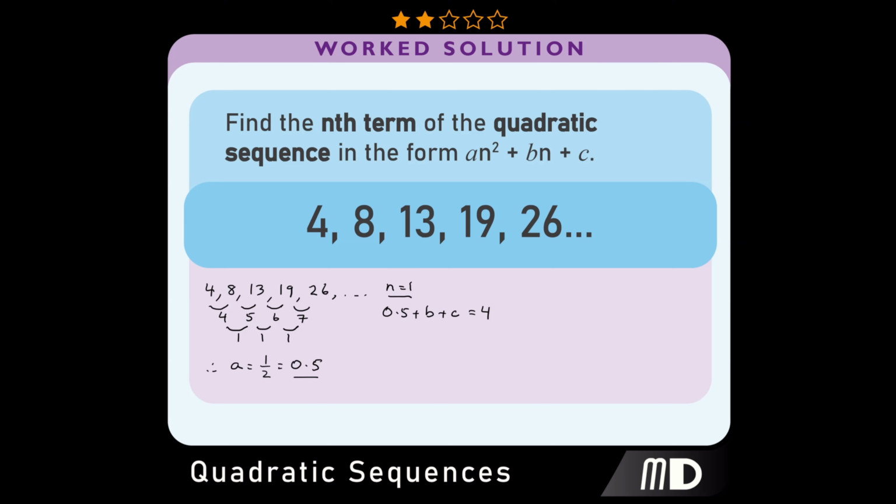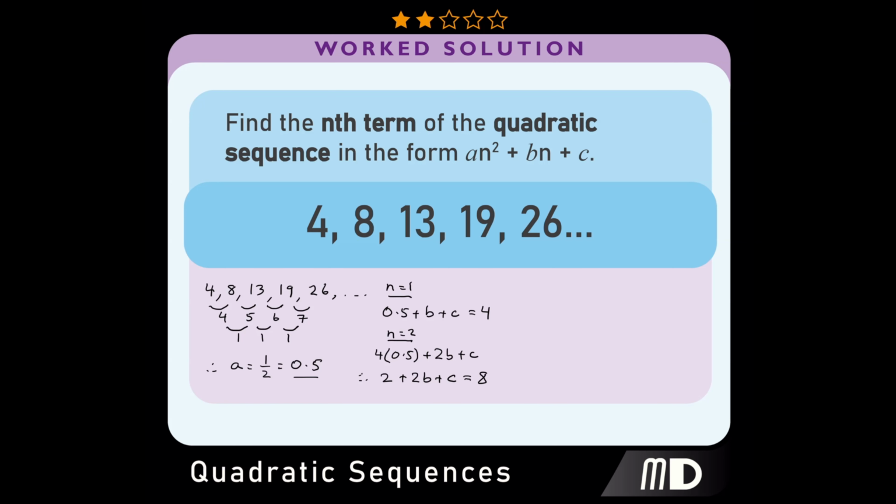If we substitute n equals 2 and a equals 0.5 into the general form an squared plus bn plus c, we get 4 multiplied by 0.5 plus 2b plus c, which simplified is 2 plus 2b plus c. And given that the second term of the sequence is 8, we can make that expression equal to 8.